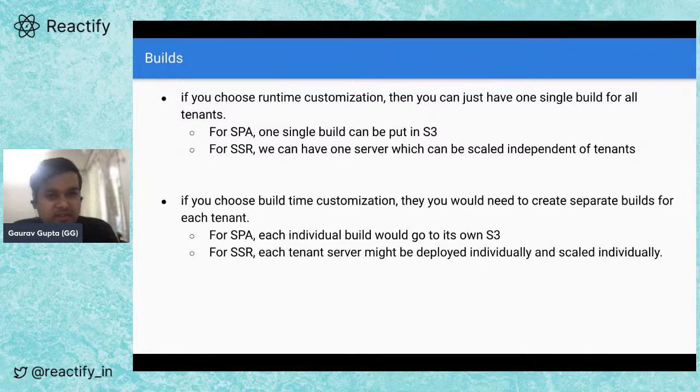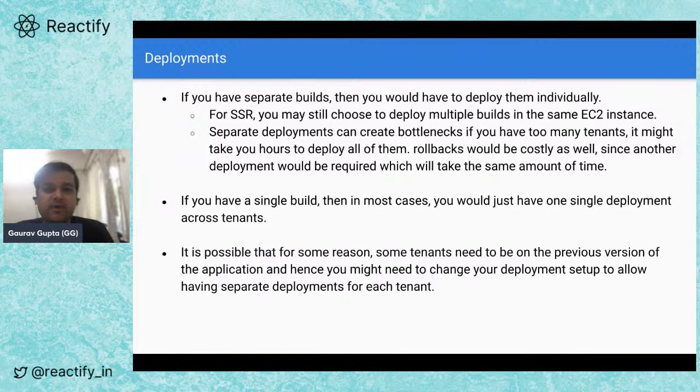For a server-ended application, you can have one server which can horizontally scale for tenants, but there does not need to be a tenant-specific server. On the other hand, if you choose build time customization, then you have to create multiple builds and do individual deployments for each tenant. Each individual deployment in the case of SPA can go to its own S3 bucket for static hosting, or for SSR each tenant server might be deployed individually, or you can still have multiple deployments in a single server also.